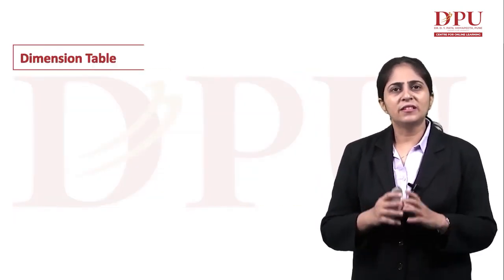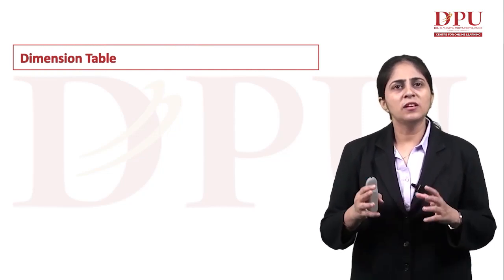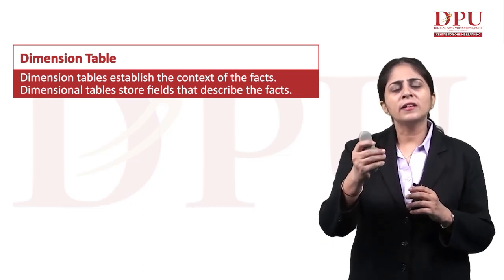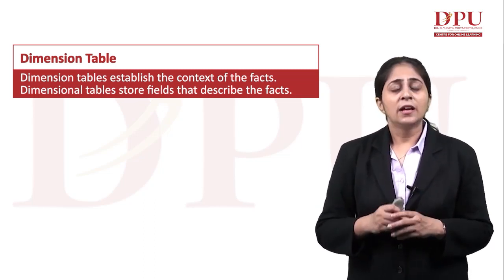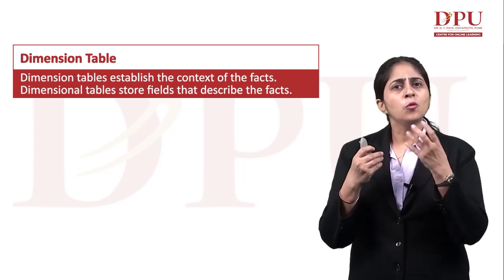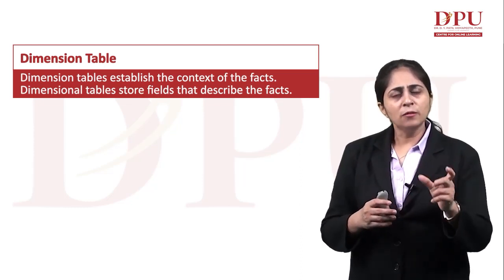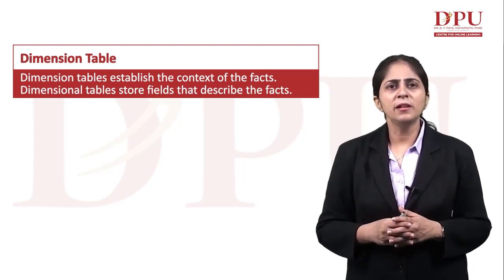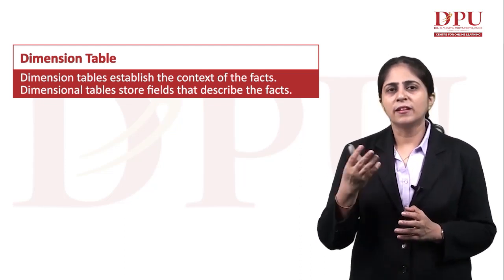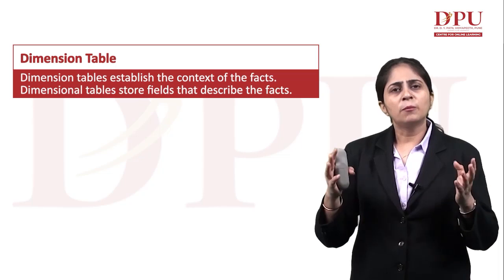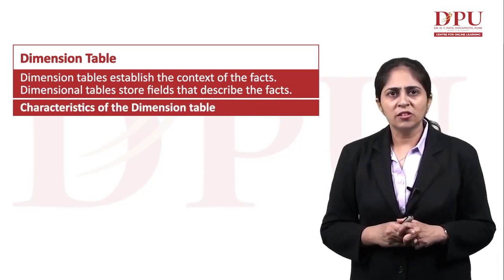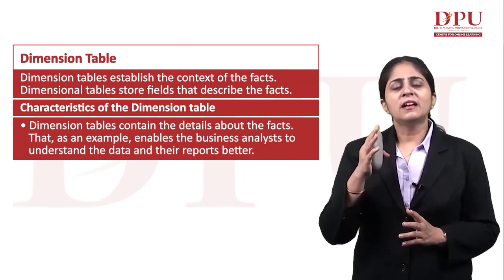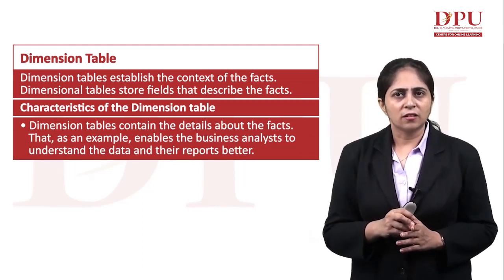Now talking about the dimension table. Why do we use the dimension table? The dimension table establishes the context to the fact. That means this fact belongs to which dimension? That will be represented in the dimension table. Dimension tables store the fields that will describe the fact. Talking about a few of the characteristics of the dimension table, first of all, dimension tables contain the details about the fact.